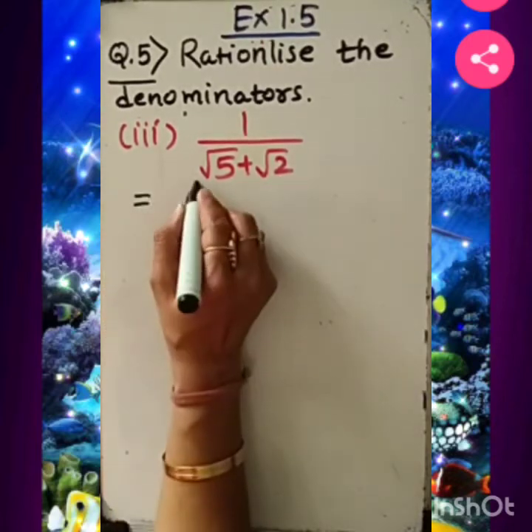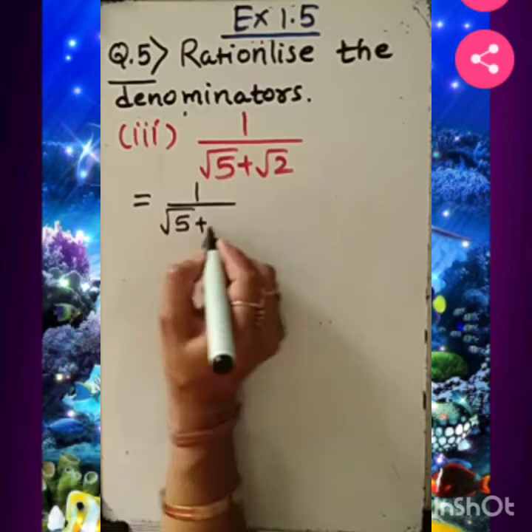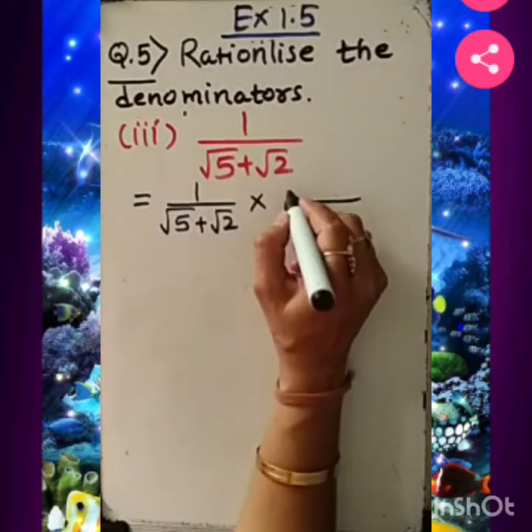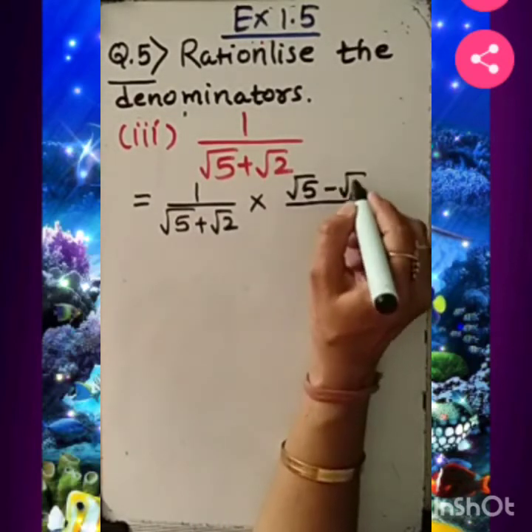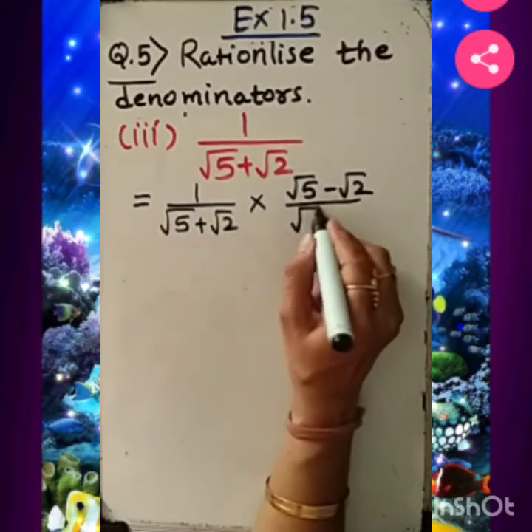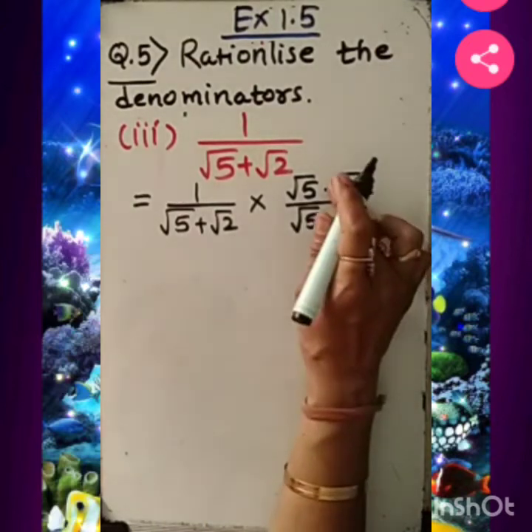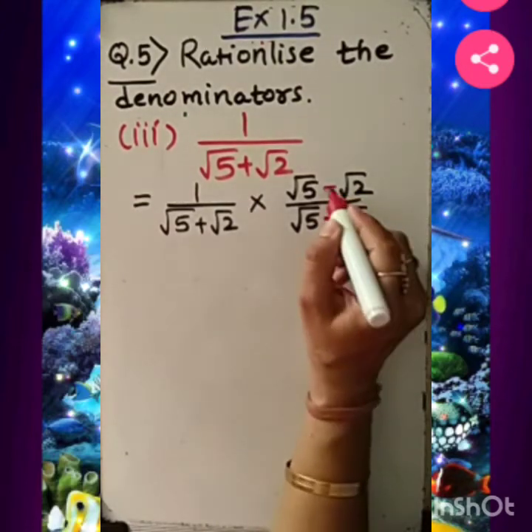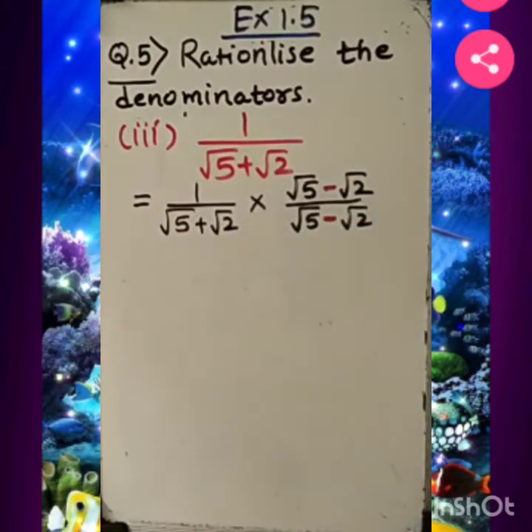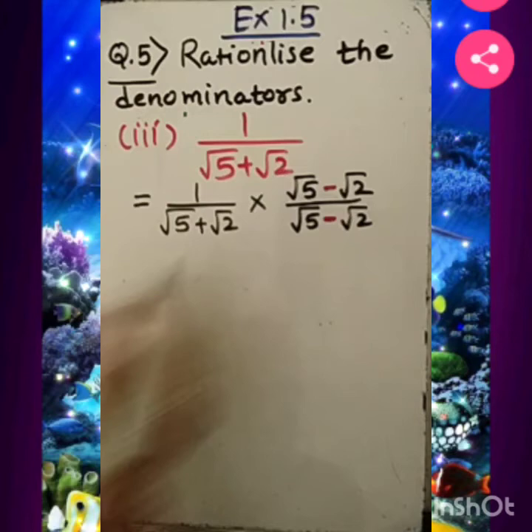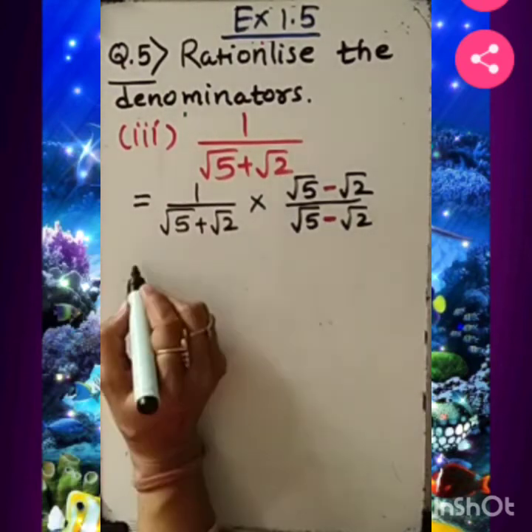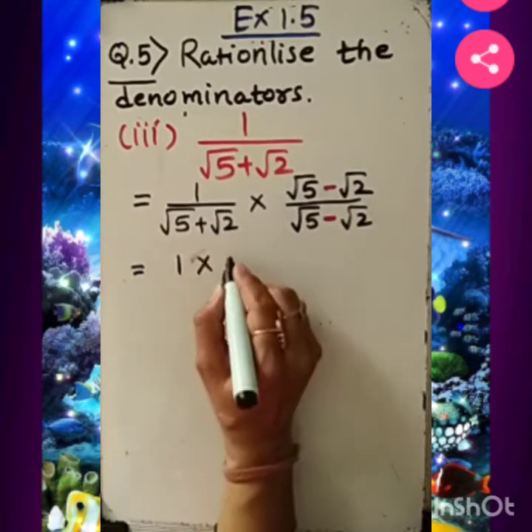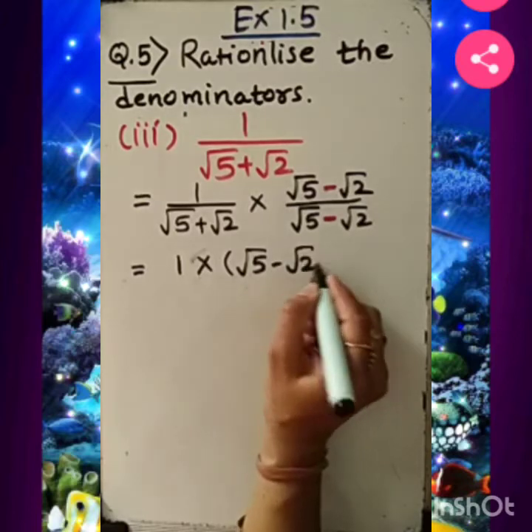So here 1 upon root 5 plus root 2 we are given, into. As I taught you in the previous question, we need to rationalize with its opposite sign. Here it is plus, so we are going to rationalize with minus. Let me write it with another color marker, so it will be easy for you to understand it nicely. Now observe, in numerator we are given 1 into, numerator will become this minus this which we are given.